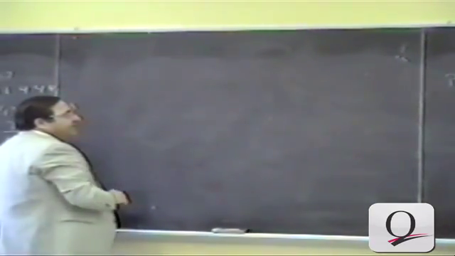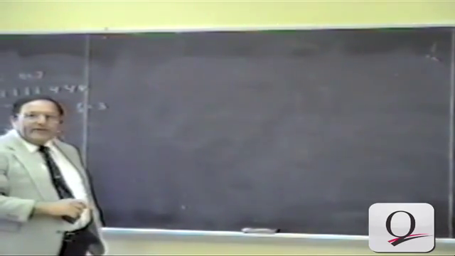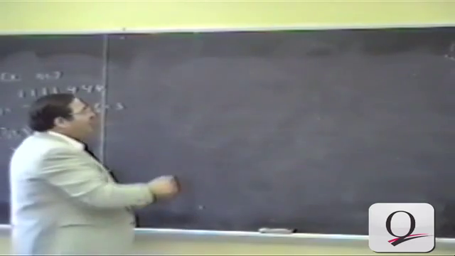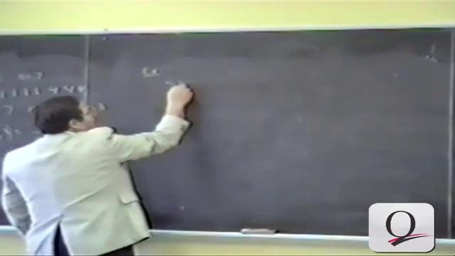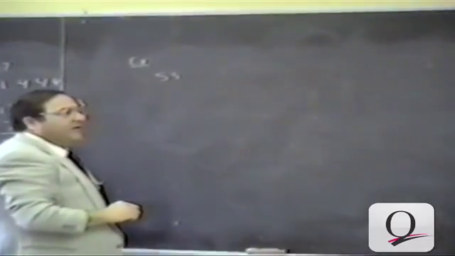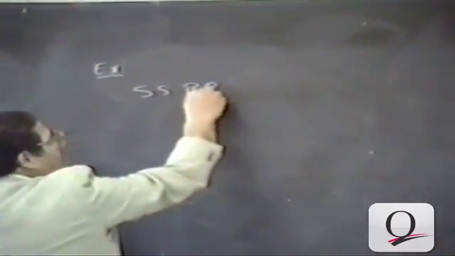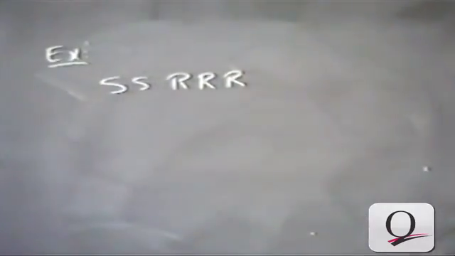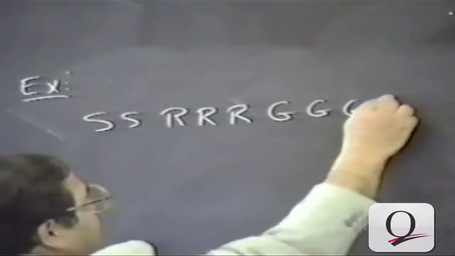Suppose that you were in a TV store and you had to arrange some television sets for display. Let's say you had 2 Sonys and, let's say, 3 RCAs, and let's say 5 GEs. How many ways could you arrange these?